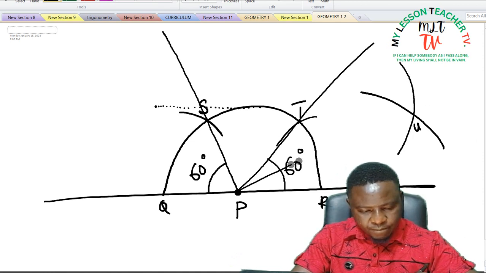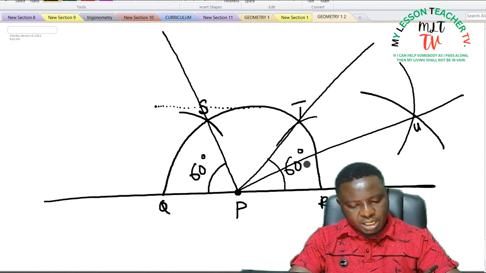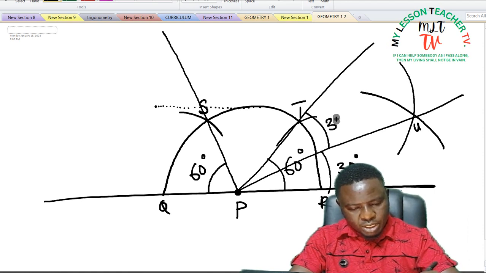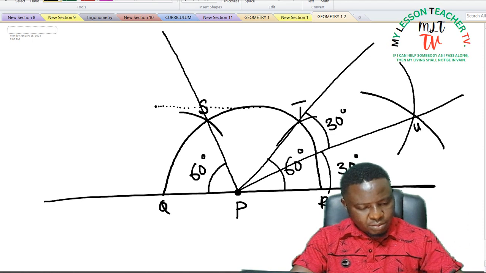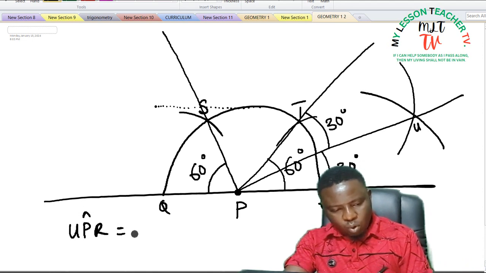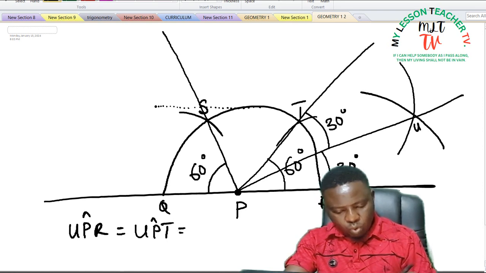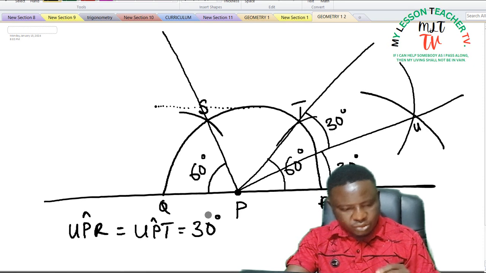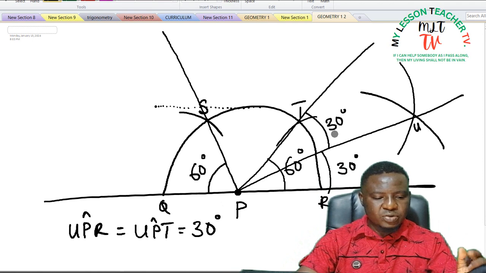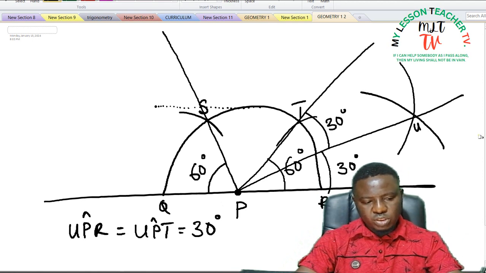When you join that, you will discover that when you measure this angle, it is said to be 30 degrees, as well as this is also said to be 30 degrees. So that means that UPR is equal to UPT, which is equal to 30 degrees. So either of these two is said to be angle 30 degrees. That is how to bisect or construct angle 30 degrees.